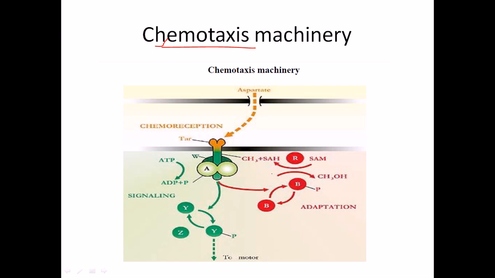You can see this is a complex picture, but don't look at it in this way. Just think, first of all, this chemotaxis machinery of bacterial flagella is divided into two different parts. One part is the control of the movement of flagella, and the second part is the sense adaptation. So let's talk about the movement of flagella first.